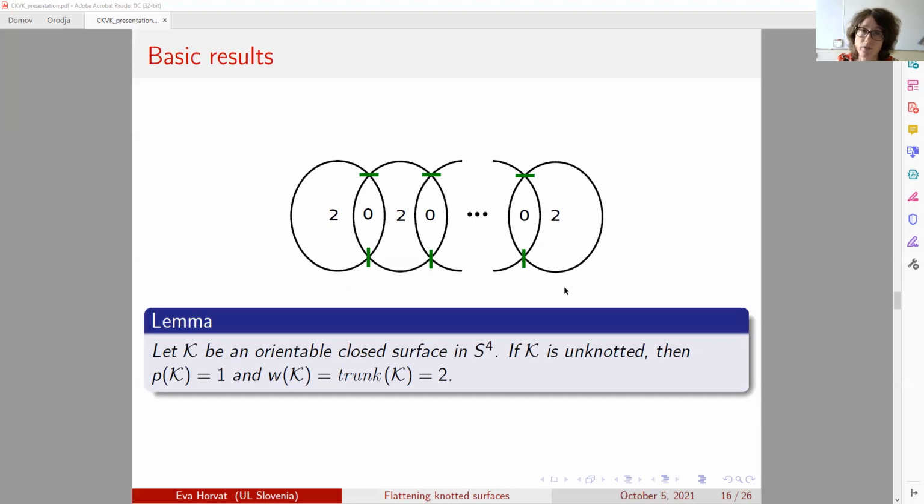And this is a simple marked graph diagram of an unknotted orientable surface of genus g, where the number of circles in this diagram should be g plus 1. So this lemma says that the values of the invariants for the unknotted surfaces are what we should expect, the smallest possible positive number. This is because the regions in this diagram in which the flattening map has non-zero multiplicity are all equivalent. So we just have P of k equal to 1, and the trunk and the width are both equal to 2.